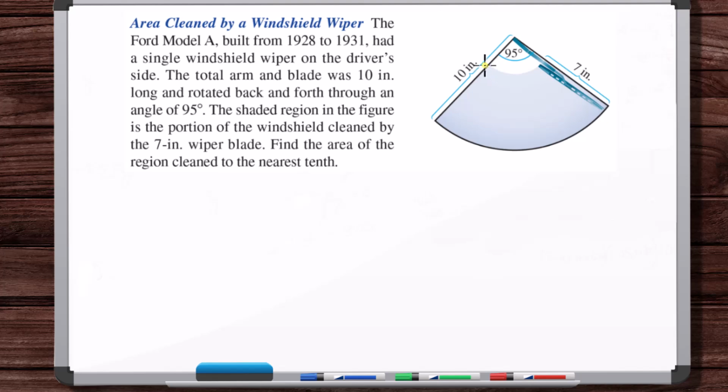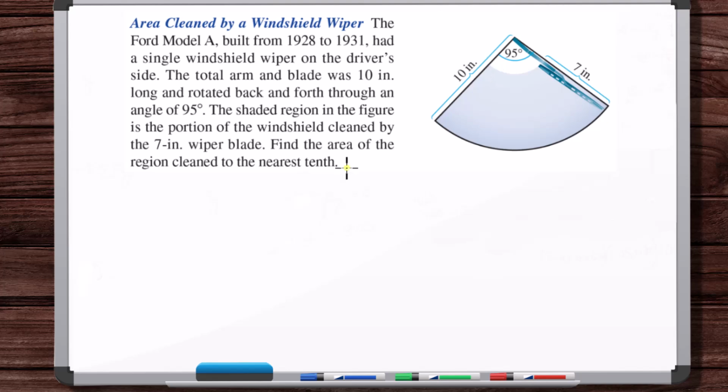Well, what we're going to need to do is get the entire area of this sector that represents the full rotation of the entire blade. So this sector of a 10-inch radius circle over 95 degrees, and then subtract out this sector here, which is going to be the sector of a smaller radius circle that also rotates over 95 degrees.